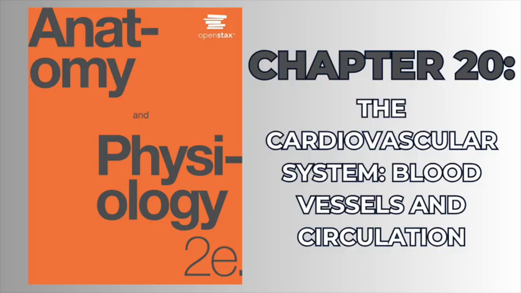The influence of lumen diameter on resistance is dramatic. A slight increase or decrease in diameter causes a huge decrease or increase in resistance. This is because resistance is inversely proportional to the radius of the blood vessel, 1/2 of the vessel's diameter, raised to the 4th power, R equals 1 over r to the 4th.